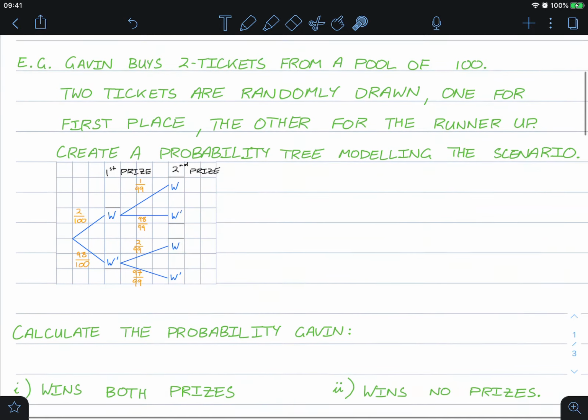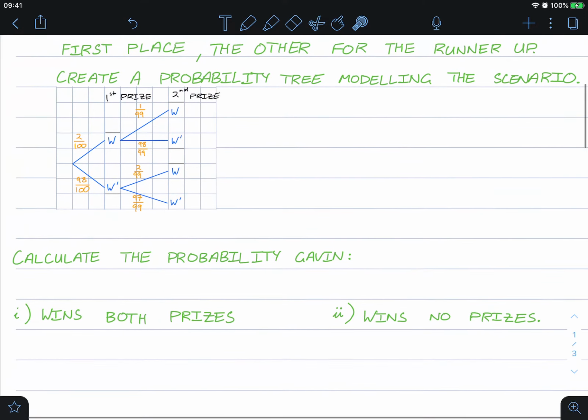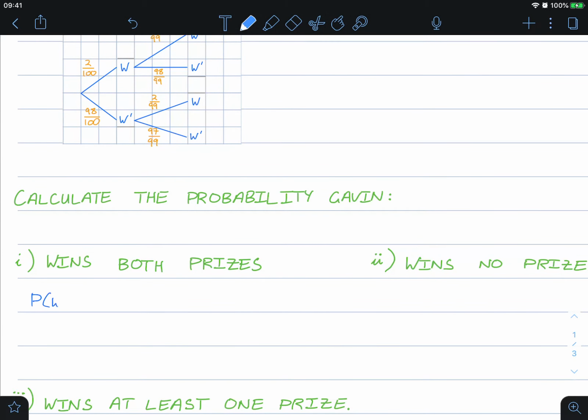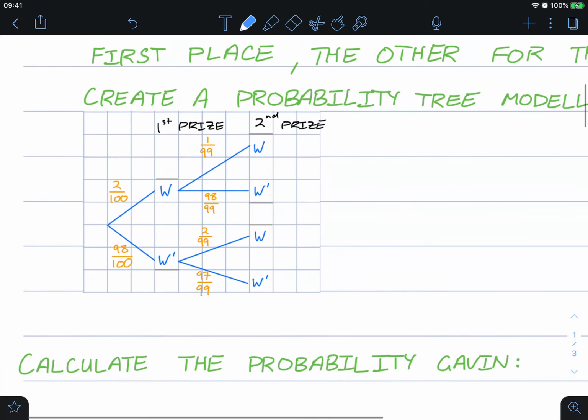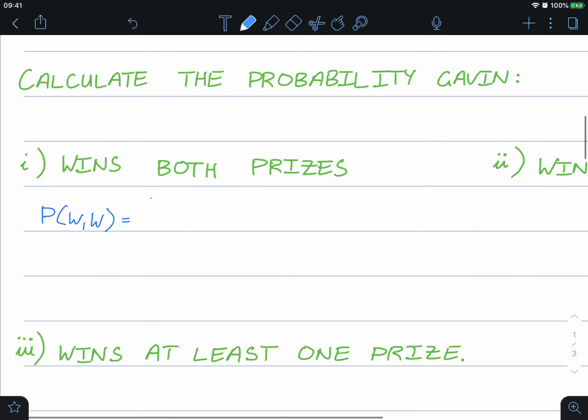So this here is a completed probability tree of Gavin's scenario. So let's calculate the probability that Gavin wins both prizes. So this is a probability of win-win, WW. Well, WW would be following this path here. To get to that path, that's 2 out of 100 times 1 out of 99.